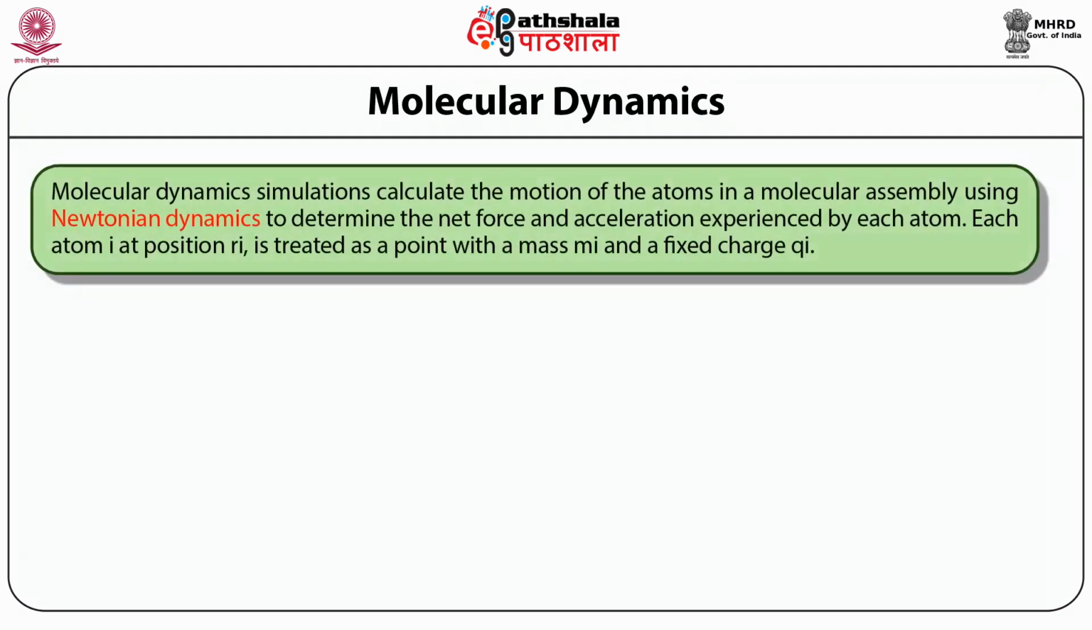Molecular dynamics simulations actually calculate the motion of atoms using Newtonian dynamics. Now, if each atom i is at a position Ri and it is treated as a point with a mass of Mi and fixed charge of Qi, then one can actually predict where it will be after a delta t or sometime later. And that is solving the Newtonian classical mechanics equation. And this equation will be shown later, and earlier we have given some demonstration in previous modules.